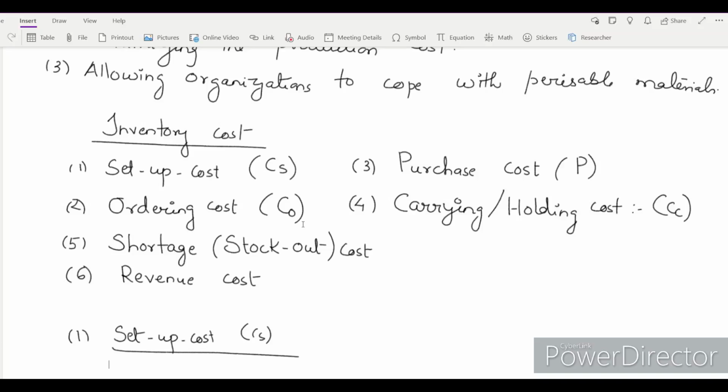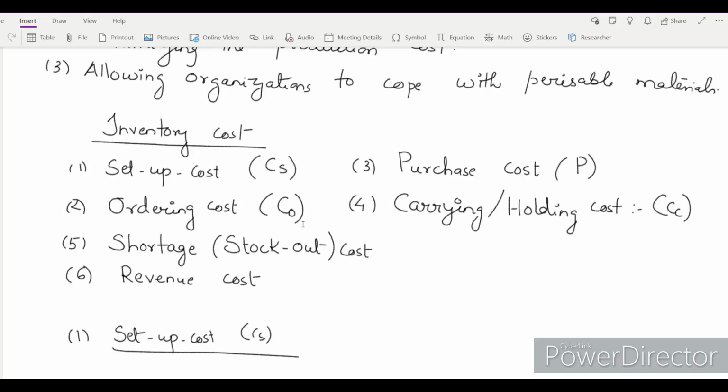And even your customers, your main importance for a firm is the customers. Suppose a customer demands 50 items of a product, but due to some problem you cannot deliver 50 products, you are delivering 40 products, so you're losing the goodwill of the customer. All these things come under your stock out or shortage cost.